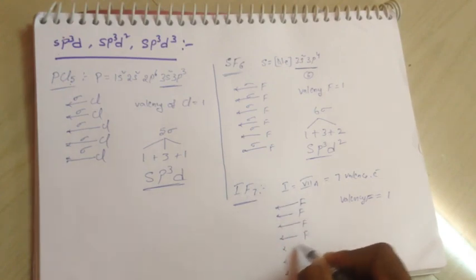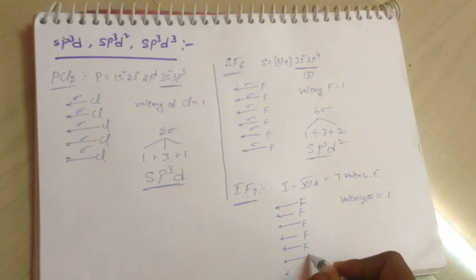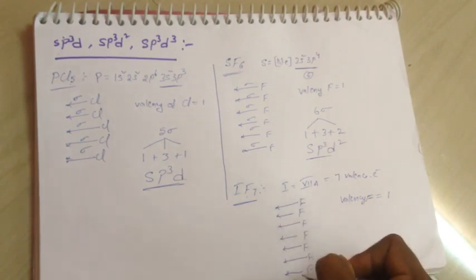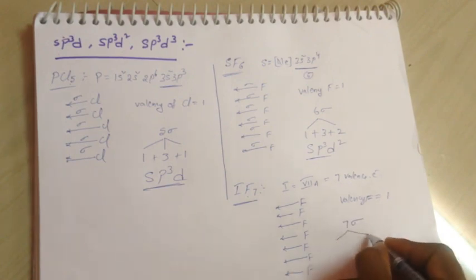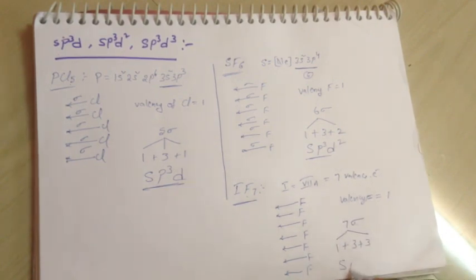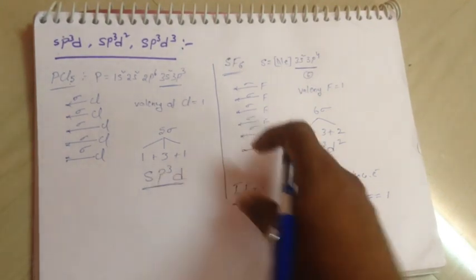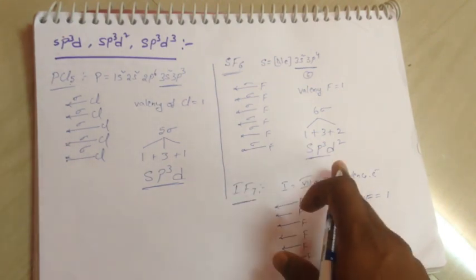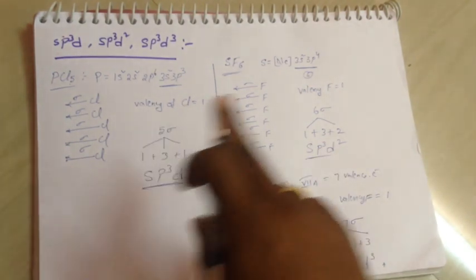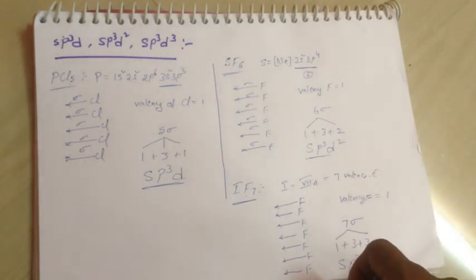2, 3, 4, 5, 6 and 7. All are single bonds. So there are totally 7 sigma bonds. 7 sigma bonds, how can you separate that? 1 plus 3 plus 3. That means sp3d3 hybridization. So these are the tricks to find out hybridization for sp3d, sp3d2 and sp3d3. These are the different steps to find out hybridization.